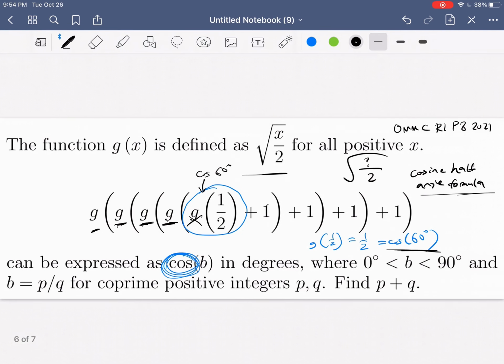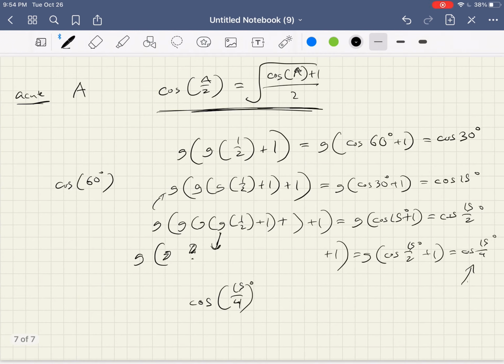So for the answer extraction, we want to sum 15 and 4. That gives us 19. 19 is our answer, and we are done.